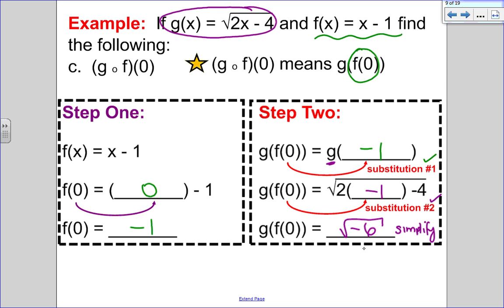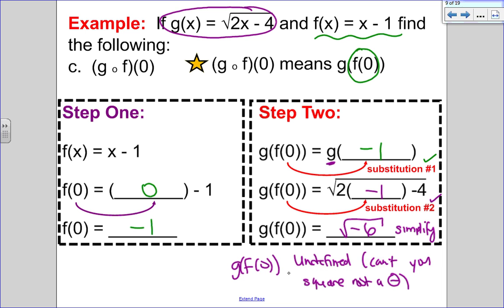Hopefully you'll recognize that the square root of -6 is undefined because you cannot square root a negative. So since this is undefined, and again I'll add on there, you can't square root a negative, that means that g of f of 0 is also undefined.